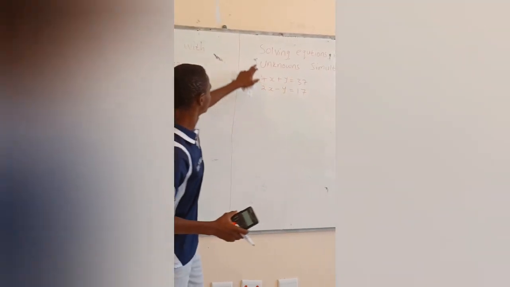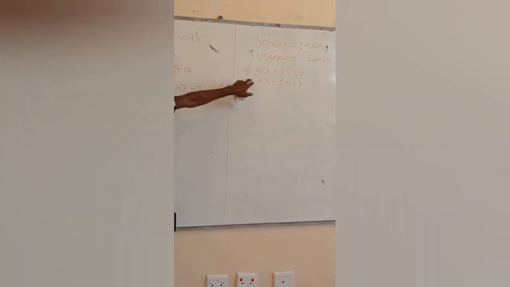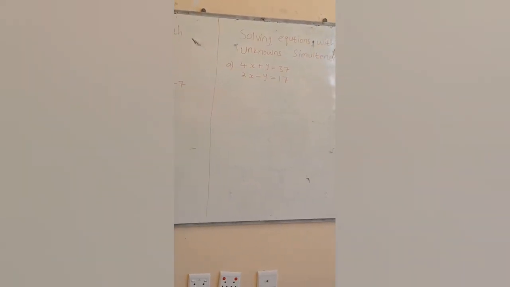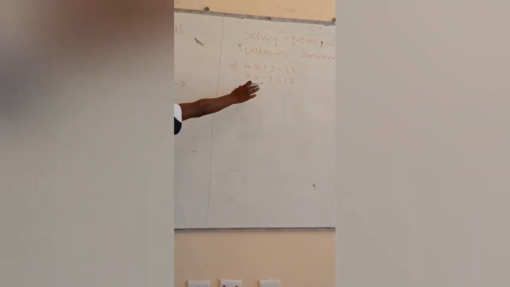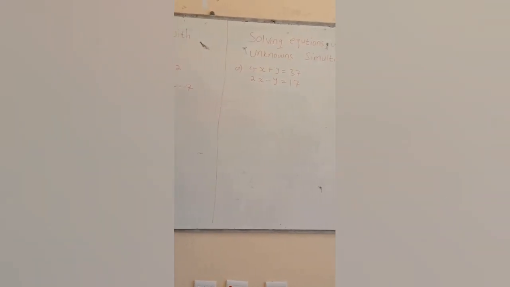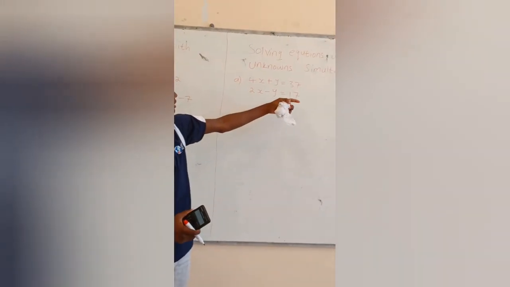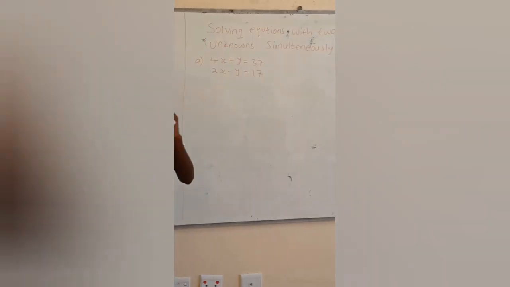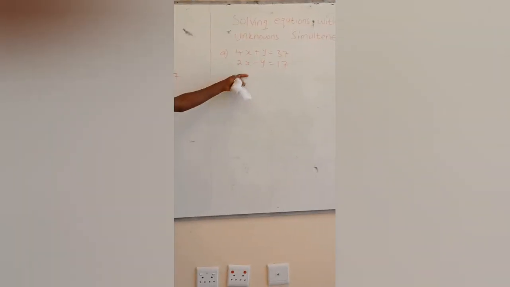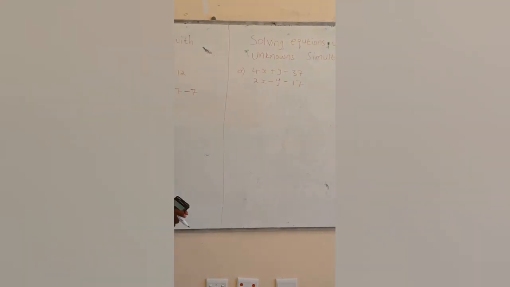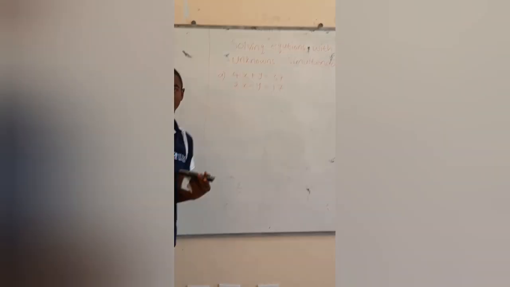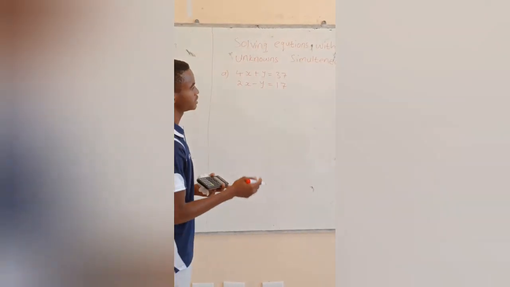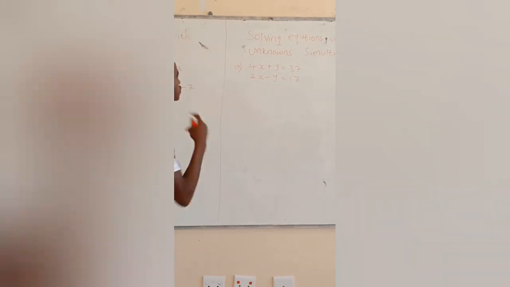Let's look at another topic, solving equations. We are solving equations with 2 unknowns simultaneously. Now on the simultaneous equations, there are 2 methods, but we are going to look at one method, which is the elimination method. First we are using the elimination method, then tomorrow when we meet again, we'll proceed with the substitution method. This is due to time.